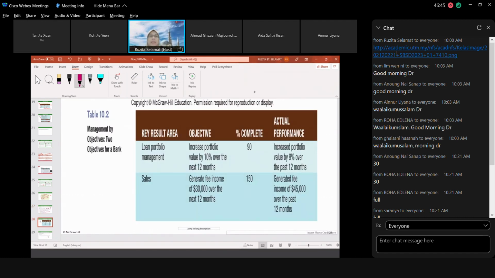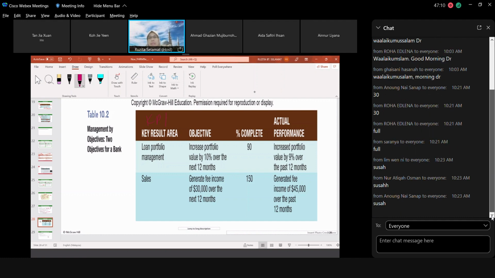Ada satu contoh, macam mana MBO is being applied in a bank, right? This example is related to a bank, di mana, let's say this is the loan department. We have a KRA, ataupun ni KPI lah, objektif lah, right? This bank calls it KRA, meaning the main areas that they are focusing on. So they have two main businesses, loan portfolio and also sales.